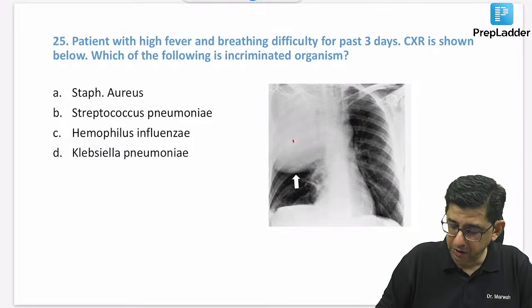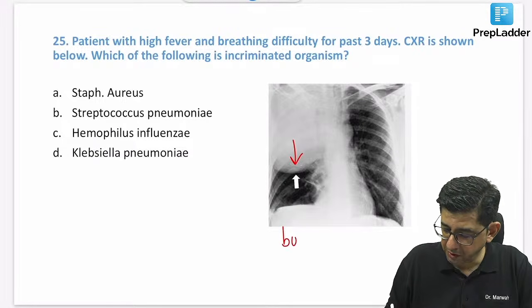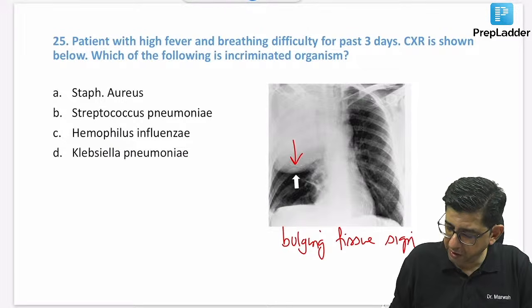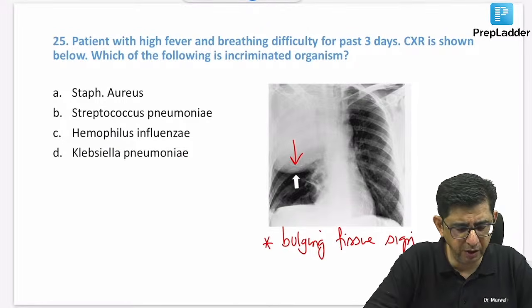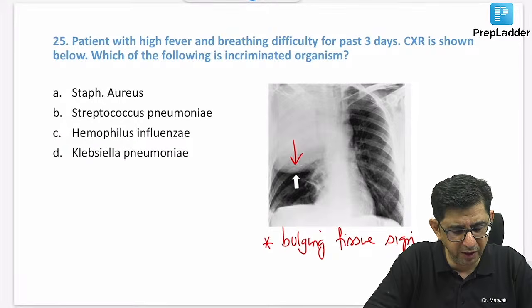Yes, what you can check out in this case is a bulging fissure sign. I think the radiologist talks about it. I'm talking about it. So this is again a very classical bulging fissure sign, and sometimes the question might mention alcoholism as well. So I had the correct answer there.